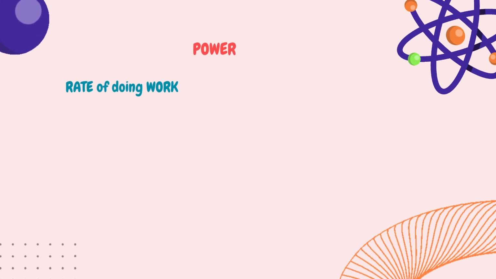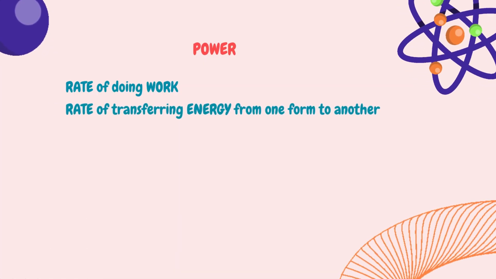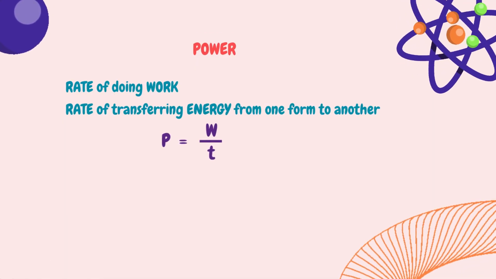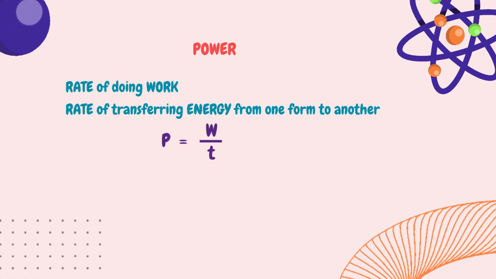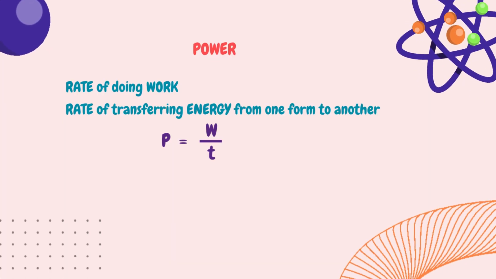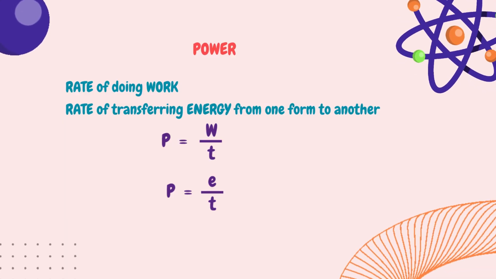To recap, power is defined as the rate of doing work. It is also defined as the rate of transferring energy from one form to another. Power is mathematically expressed as P is equal to W over T, where W is work done and T is time. It is also expressed as P is equal to E over T, where E is energy transfer and T is time.